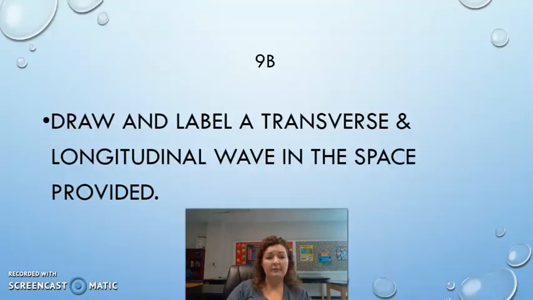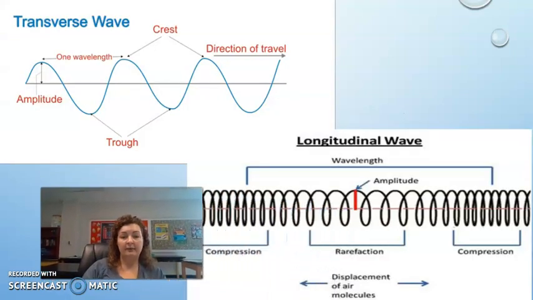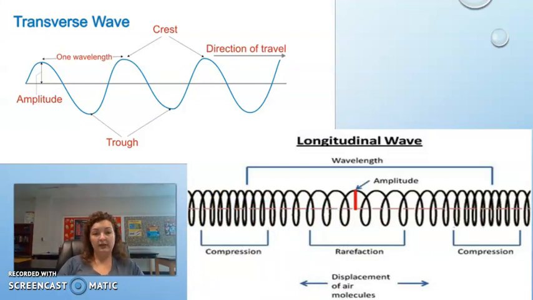The next thing on your paper says draw and label a transverse and longitudinal wave. So what I've done here is I've put the waves for you. We're going to look at transverse first. So you can see we have our line that represents rest or no disturbance, which is no wave. And then our wave is in blue, right? And we can see that we have our crests, which are up top, and our troughs, which are down below.